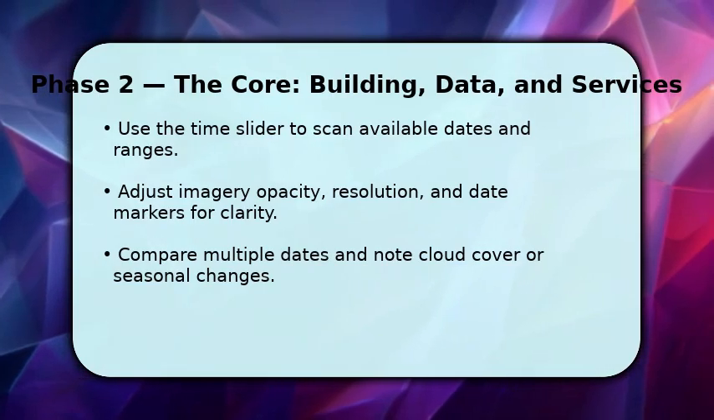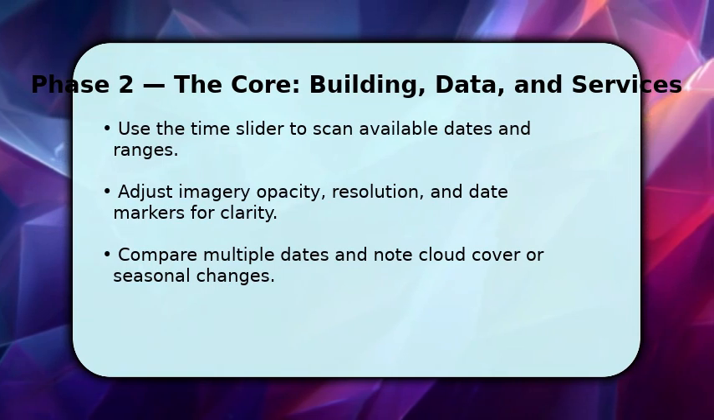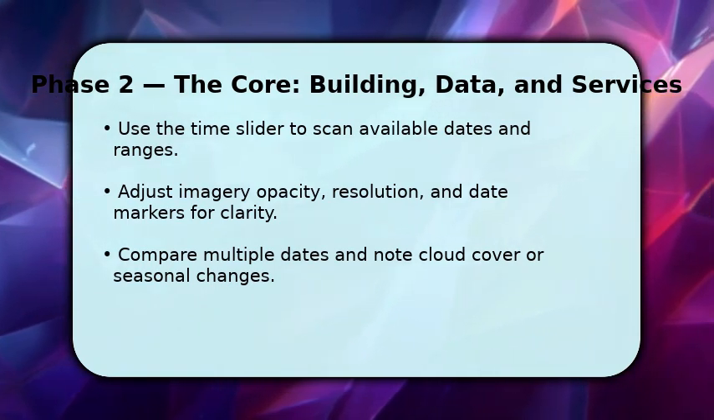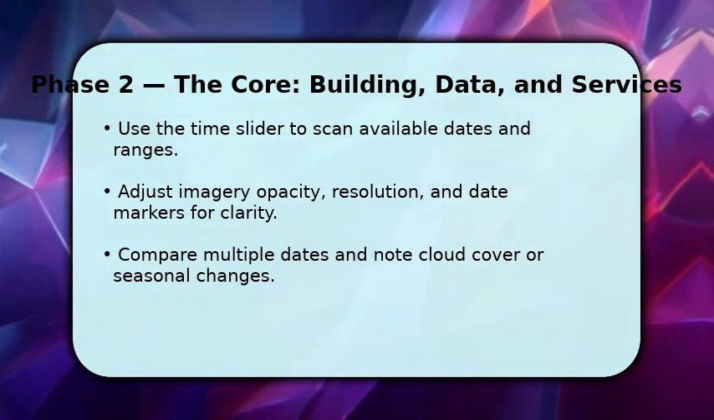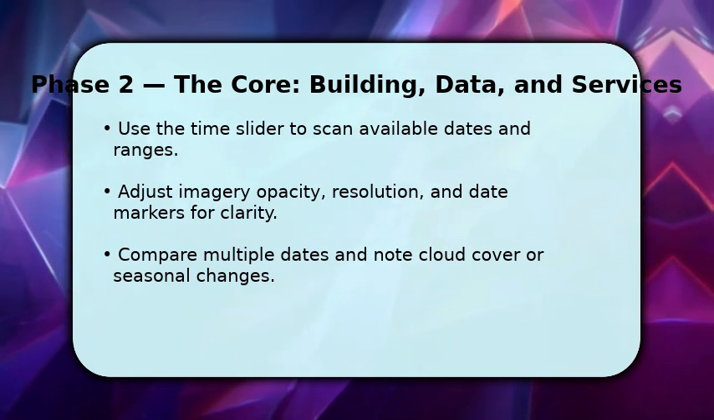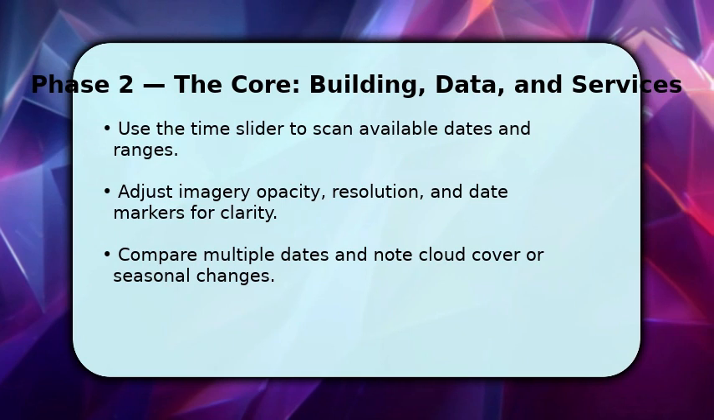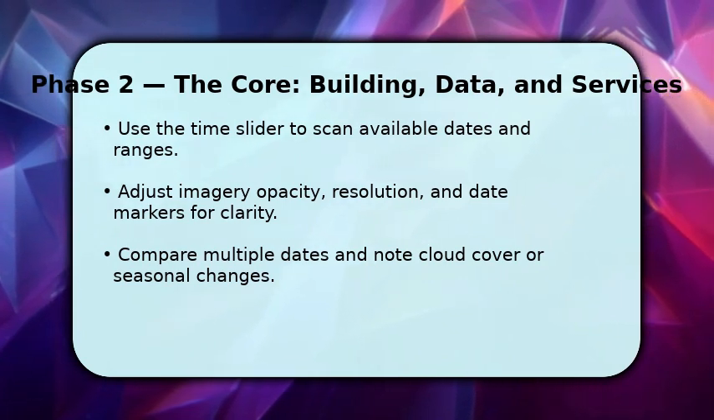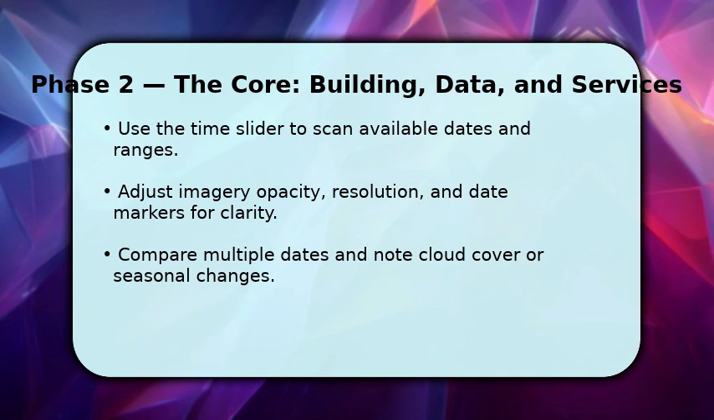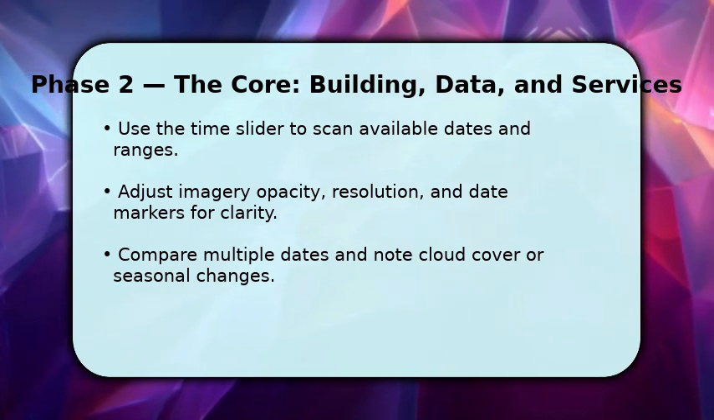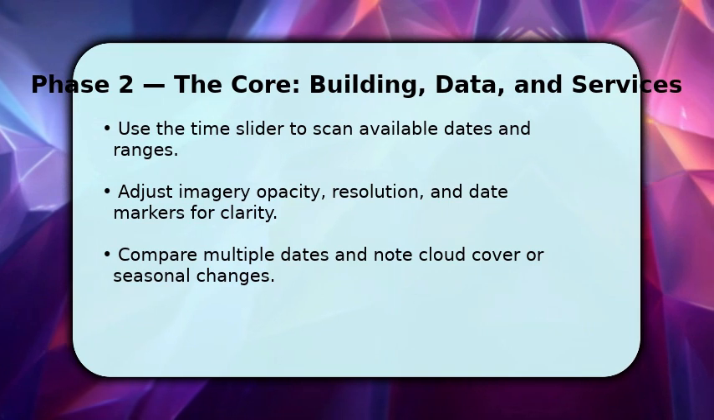Once the time slider is visible, drag it slowly to scan available dates, paying attention to gaps and clusters. This shows when imagery was captured. You should refine view with opacity and resolution settings so older images align with current base maps. This helps spot differences. Make sure to toggle layers like borders or roads off to reduce visual clutter.